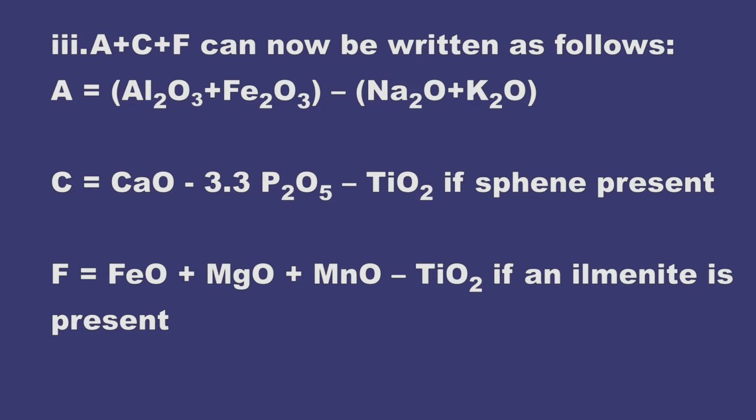Third, A, C and F can now be written as follows: A equals Al2O3 plus Fe2O3 minus (Na2O plus K2O). C equals CaO minus 3.3 P2O5 minus TiO2 if sphene is present. F equals FeO plus MgO plus MnO minus TiO2 if ilmenite is present. For the purpose of graphic representation, these values are recalculated so that A plus C plus F equals 100, that is, they are expressed as molecular percentages.